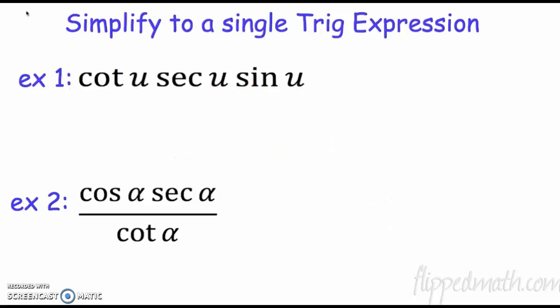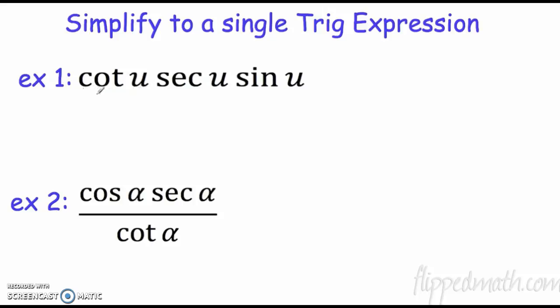So, let's talk about identities here. Let's do this first one. We want to simplify this to a single trig expression or any kind of expression. Let's take a look, see what we can do. The first thing I like to do, and we'll talk about tricks in a minute, is write it in terms of sine and cosine. The less I have to compare, the better off it's going to be.